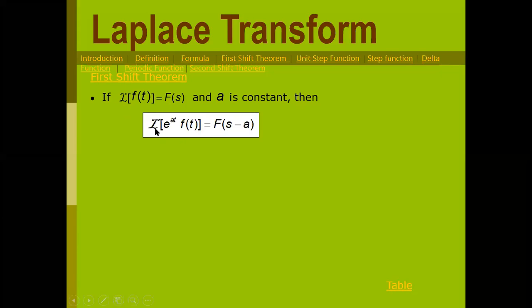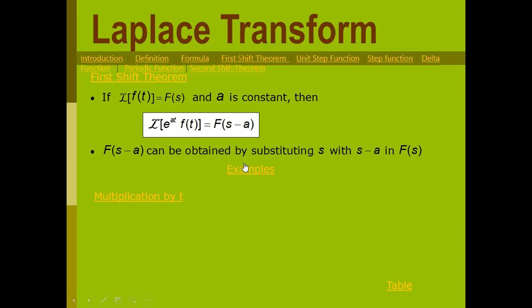Maksudnya kalau ada exponent Laplace transform exponent with the ft, maksudnya ft ni combine with any exponent, akan berlaku first shift theorem di sini dan dia akan jadi f s tolak a. So macam mana nak buat?